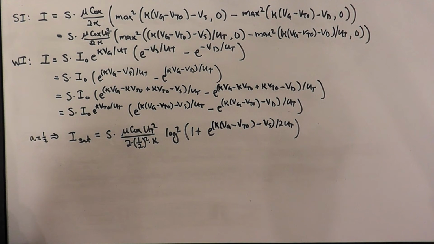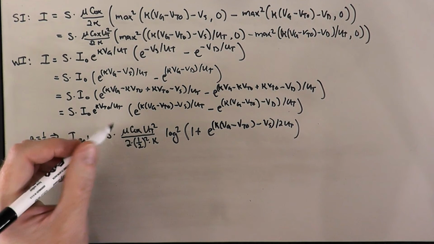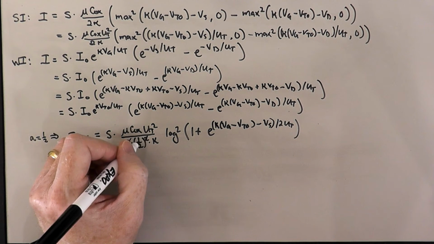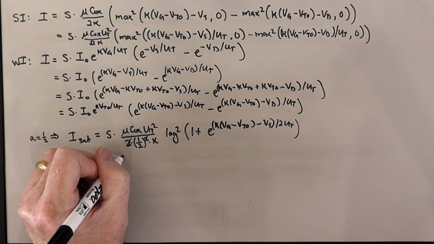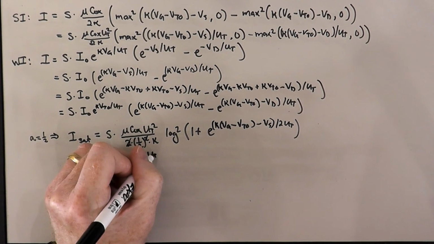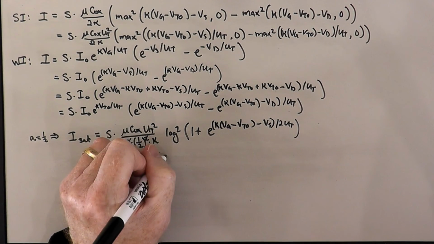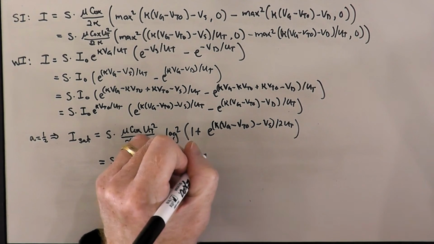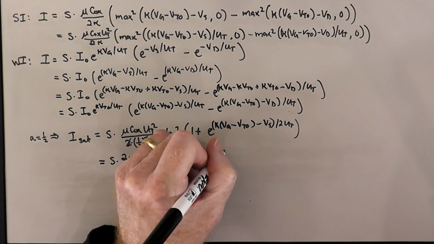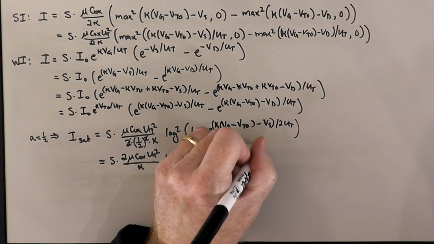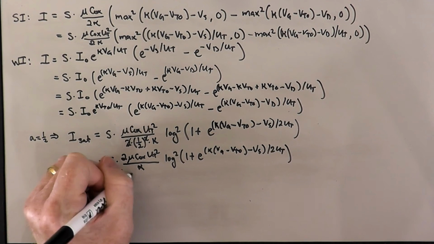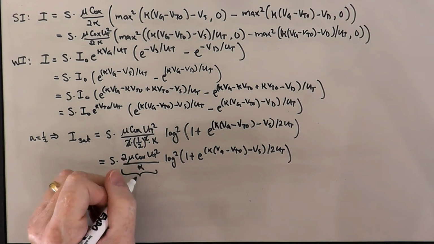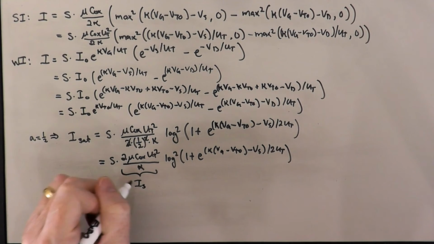And so this 2 will cancel with one of these halves here, and that'll make the 2 pop upstairs. And so this is equal to S times 2 mu Cox Ut squared over kappa times the log squared of 1 plus e to the kappa Vg minus Vt0 minus Vs over 2 Ut. And so this thing has units of current, and in this model it is called the specific current Is.